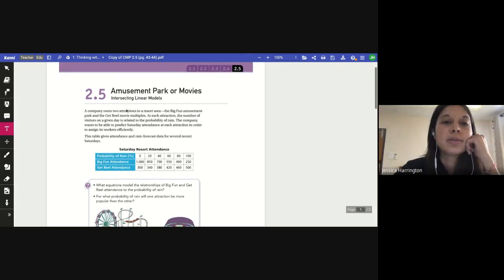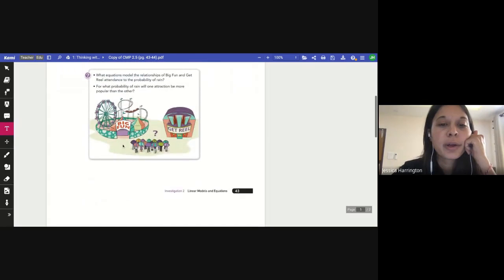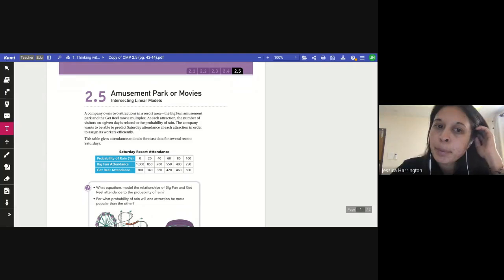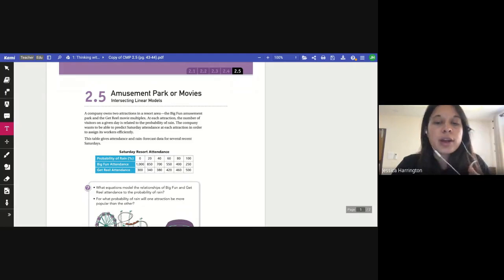So I'm going to be doing this problem here. If you want to follow along in your book, it's on page 43. Otherwise, you can just look at the screen, right? So it's about amusement park or movies. A company owns two attractions in a resort area, the Big Fun Amusement Park and the Get Real Movie Multiplex. At each attraction, the number of visitors on a given day is related to the probability of rain.